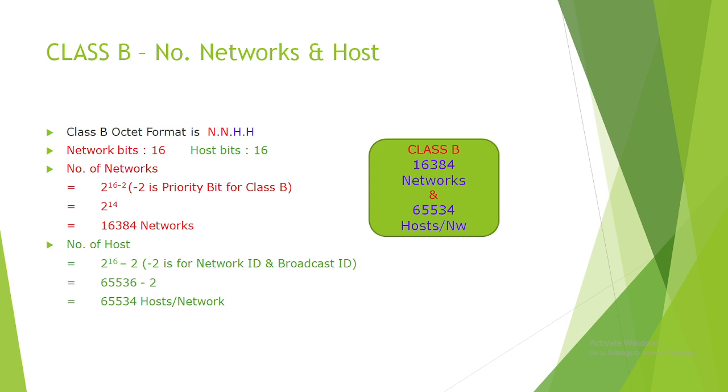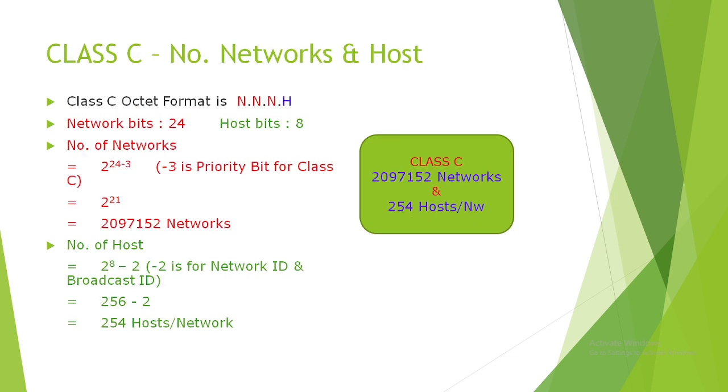This is the class B range. Two networks, two hosts, so 16 bits and 16 bits. Number of networks is 2 power 14. Number of hosts is 2 power 16 minus 2, so we are using 65,534 hosts.